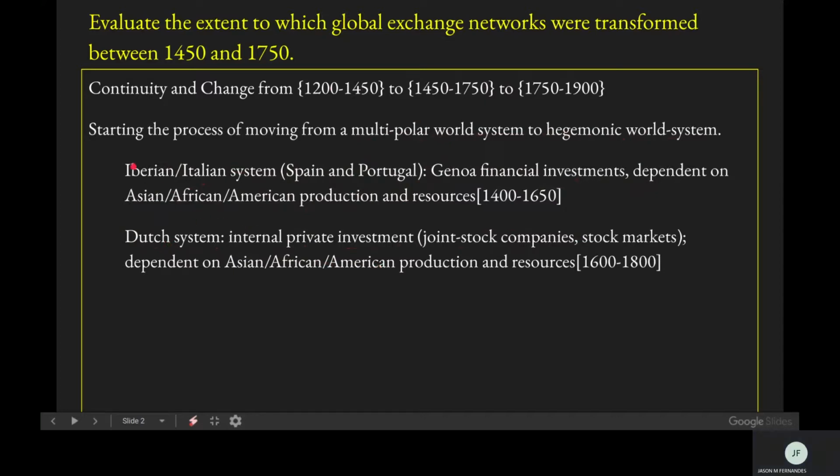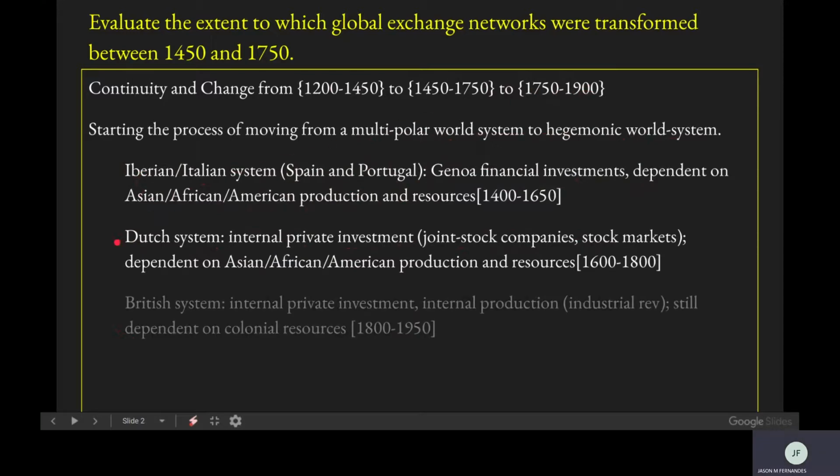Now, this is primarily the period that we're looking at, right? 1450 to 1750. Now I want to move forward just a little bit, just so you have this information as we go through, okay? The next thing that'll happen in this next time period, 1750 to 1900, is the Dutch are going to lose their hegemonic status, right, to the British. Okay? And we can kind of see how that's going to happen, right?